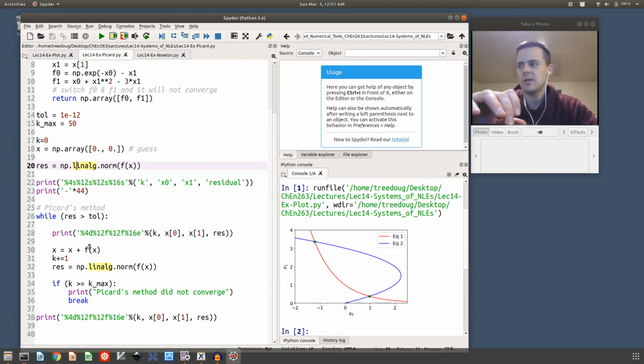That was what I said Picard's method is. So I don't even have to write it all out like I did by hand before. I just plug it in because I have it up in my function up here. Then I increment k, and I calculate my residual, and off I go again. Alright, so let's run it.